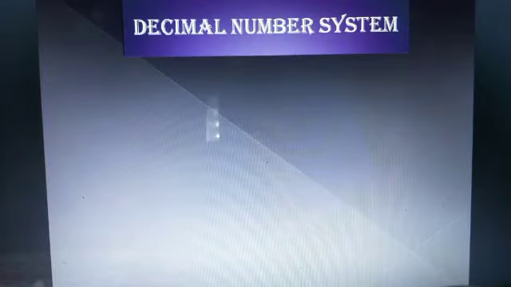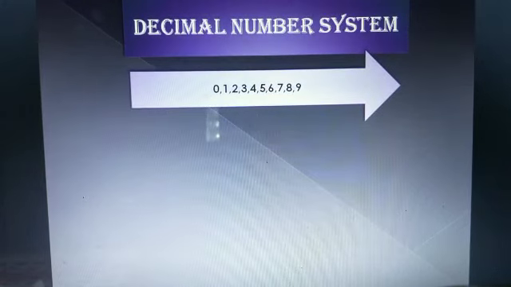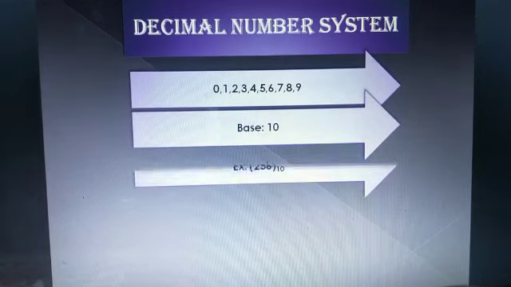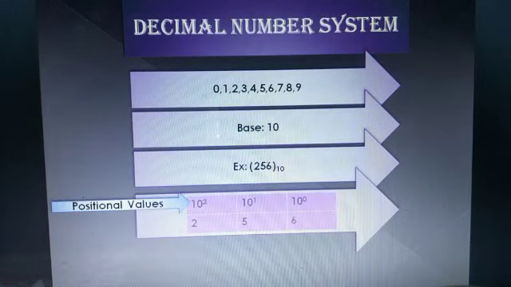Next is the decimal number system. The decimal number system, which we also use, has 0, 1, 2, 3, 4, 5, 6, 7, 8, 9. It has a base of 10 because it consists of 10 digits. For example, 256, which has a base of 10. There is no decimal point, so we will take it with only positive powers. 10 to the power 0, 10 to the power 1 and 10 to the power 2.